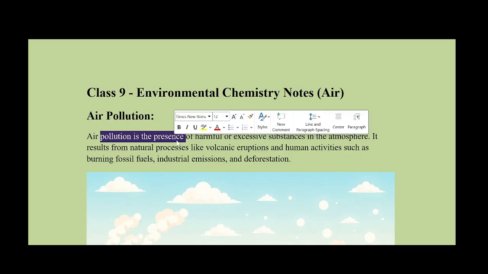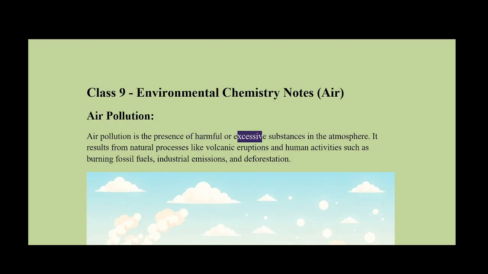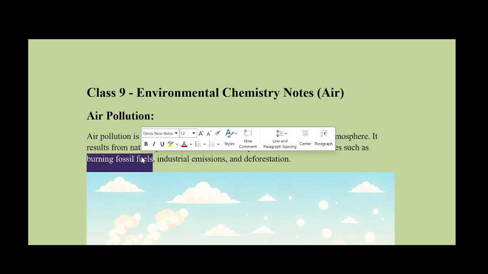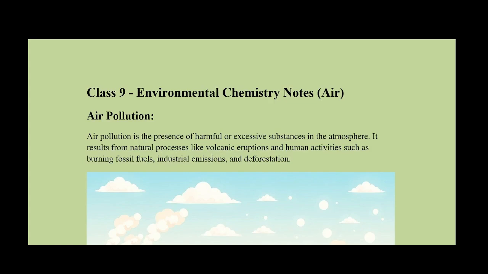Air pollution is the presence of harmful or excessive substances in the atmosphere. It results from natural processes like volcanic eruptions and human activities like the burning of fossil fuels, industrial emissions, and deforestation.